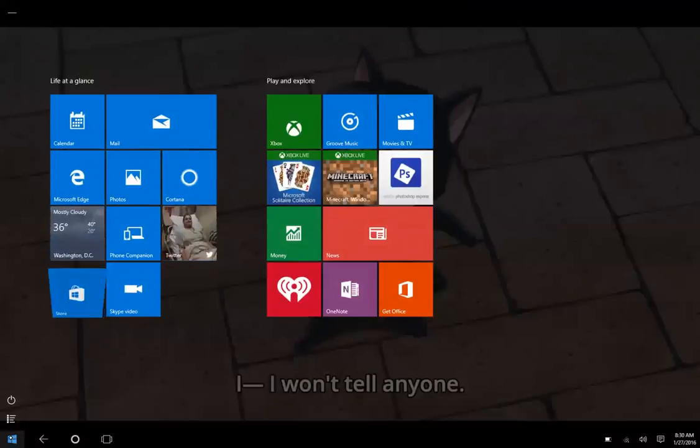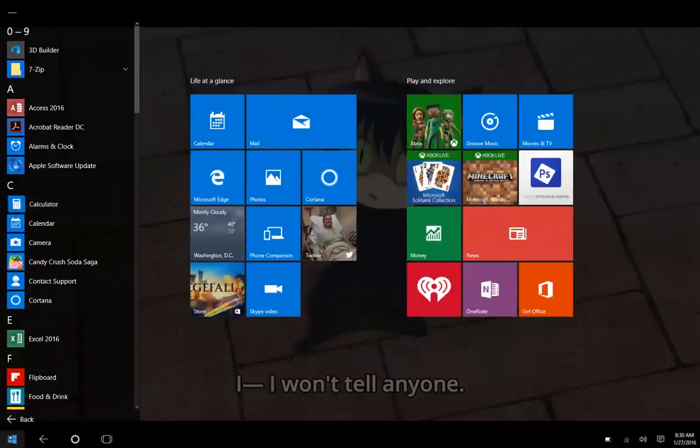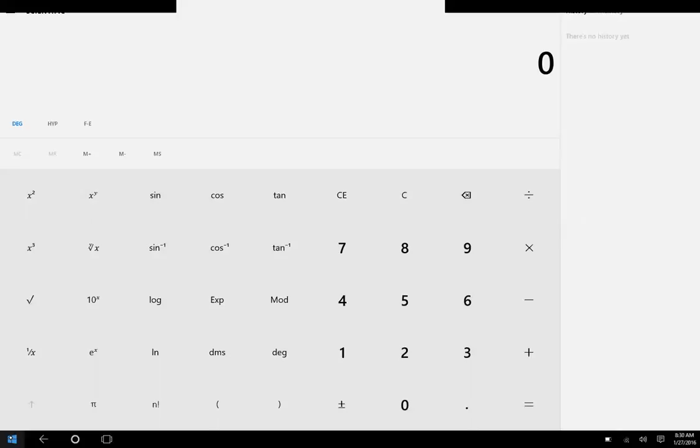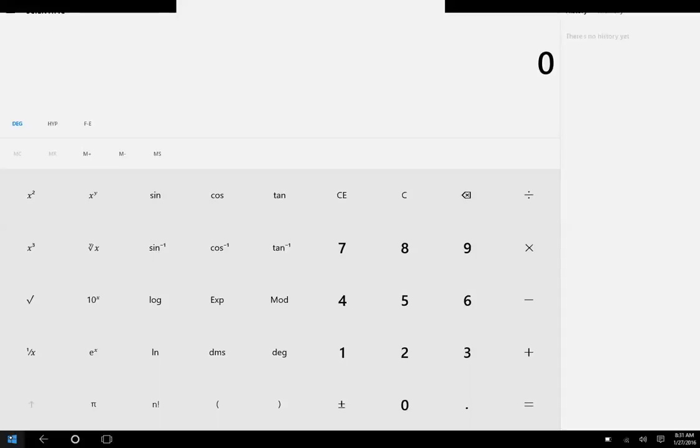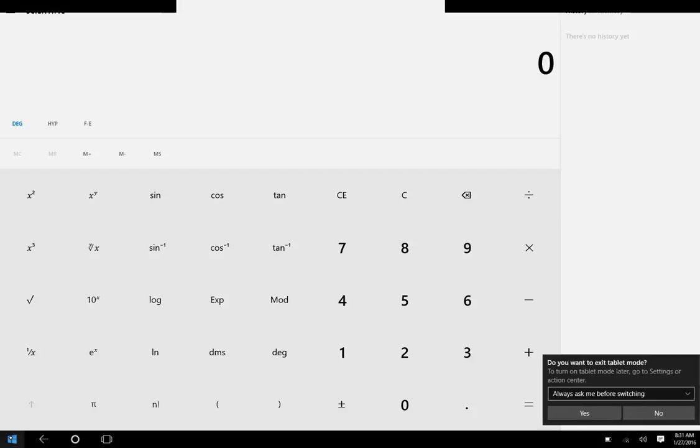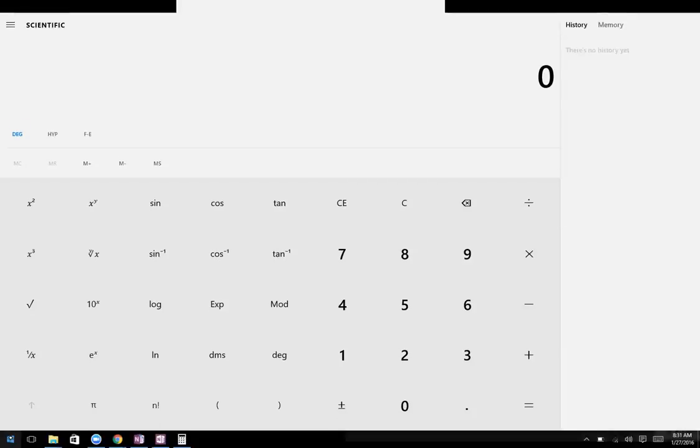Where's the calculator? So, okay, apparently if you're in tablet mode, everything is always maximized, and that's making me sad. I wonder if I can get back out of tablet mode. You want to exit tab? No, yes, I do. That way I can see what I'm doing. Okay.